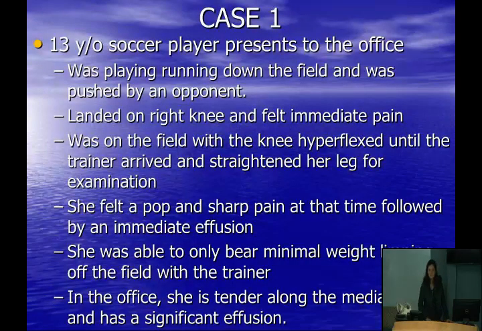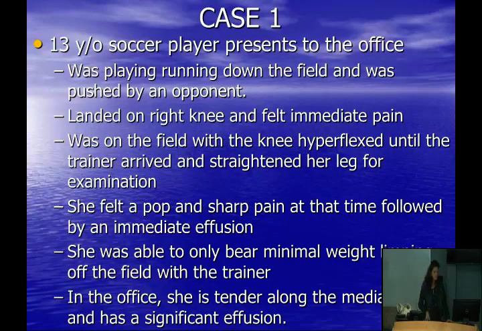So let's talk about some cases. The first case, a 13-year-old soccer player presents to the office. This player was running down the field and was pushed by an opponent. He landed on his right knee and felt immediate pain. So kind of pushed forward and landed directly on the knee.